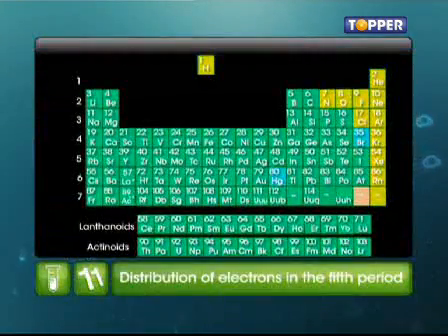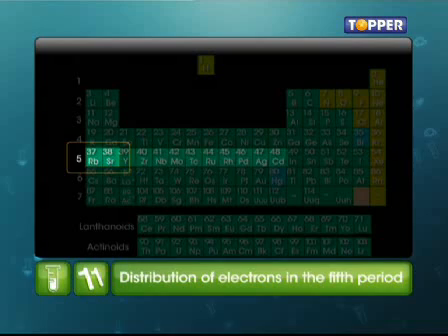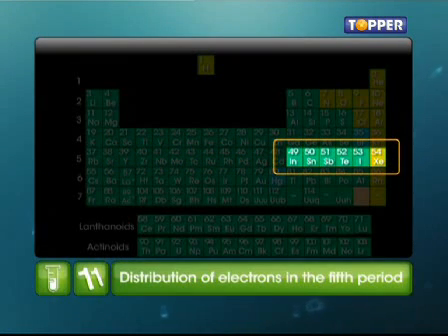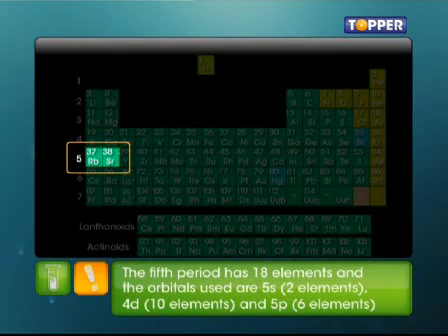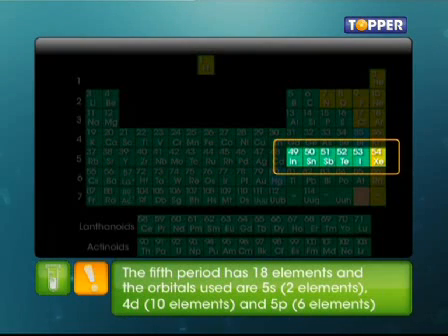In period 5, we observe a similar phenomenon when the 5s orbital fills up before 4d. So after atomic number 38, the 4d transition series of 10 elements starts from yttrium to cadmium. The fifth period ends at xenon with the filling up of the 5p orbital. All in all, this period has 18 elements, and the orbitals used are 5s with 2 elements, 4d with 10 elements, and 5p with 6 elements.